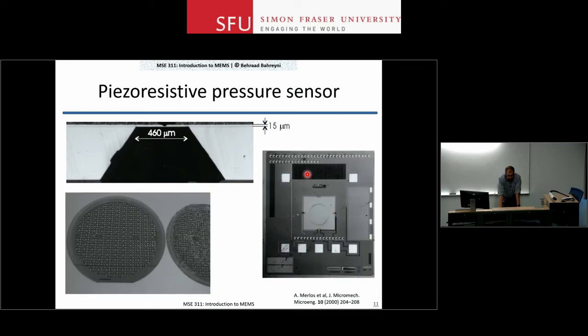You can have piezoresistive pressure sensors that are made like this. This is a 4-inch wafer. You see all the membranes made on the other side. You see the characteristic anisotropic etching using KOH or TMAH. That profile tells you what that was. And this is the membrane that we realized on the other side of the wafer, and placed the piezoresistors around the edges of that structure.